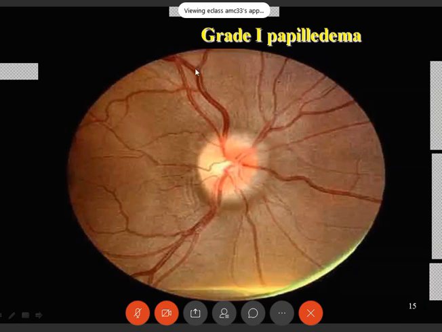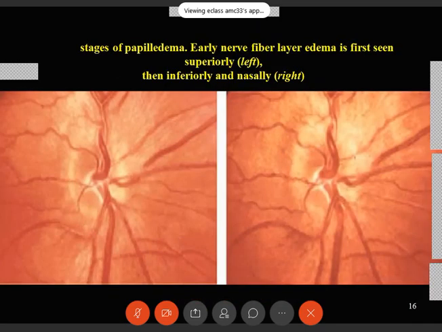Veins are engorged and tortuous. Here the veins are present. The physiological cup is seen. This is grade 1 papilledema. Stages of papilledema: early nerve fiber edema is first seen superiorly. This is the stage of grade 1 papilledema.